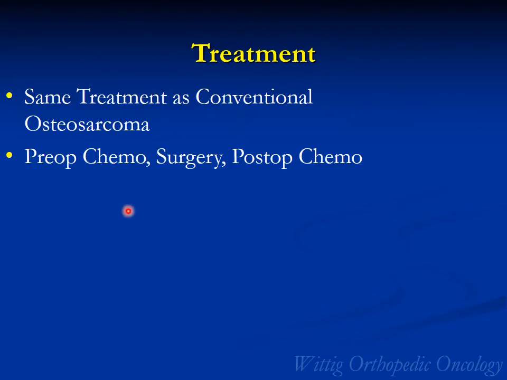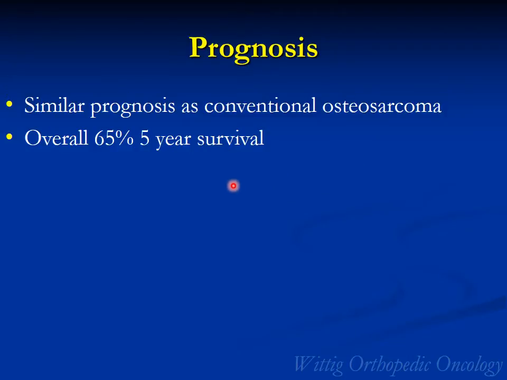The treatment for a telangiectatic osteosarcoma is the same as that for a conventional osteosarcoma. The same chemotherapy regimen is used, and it includes preoperative chemotherapy, surgery, and postoperative chemotherapy, or neoadjuvant chemotherapy, surgery, and adjuvant chemotherapy. Prognosis is similar to a conventional osteosarcoma. Overall, there's a 65% 5-year survival rate.